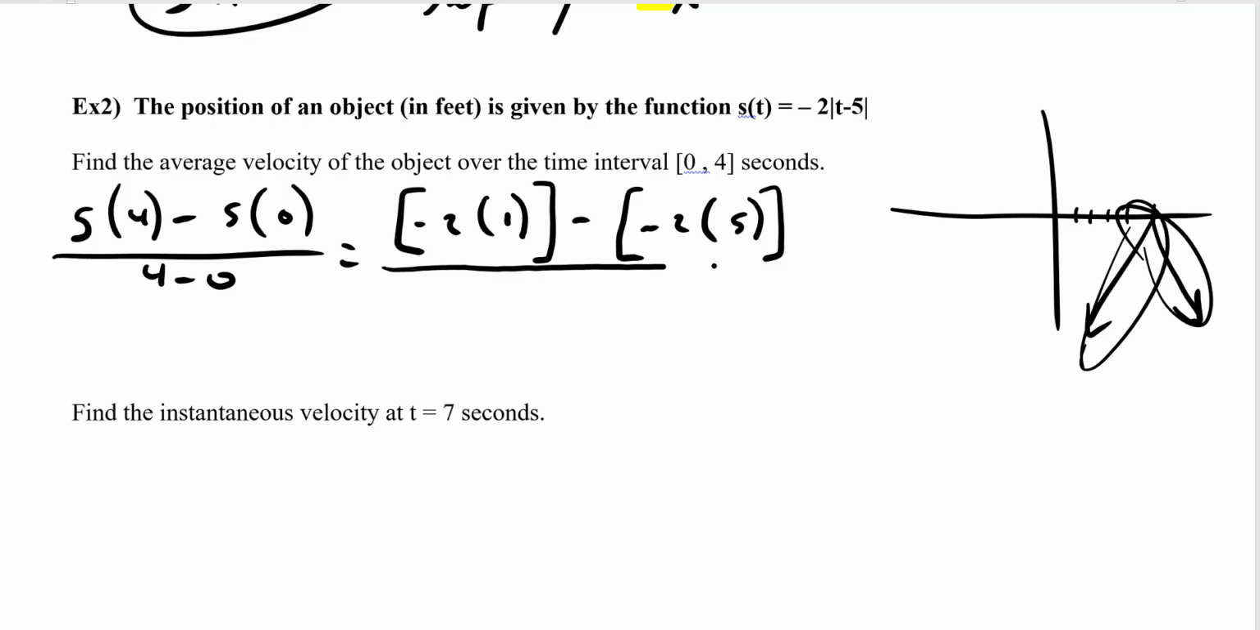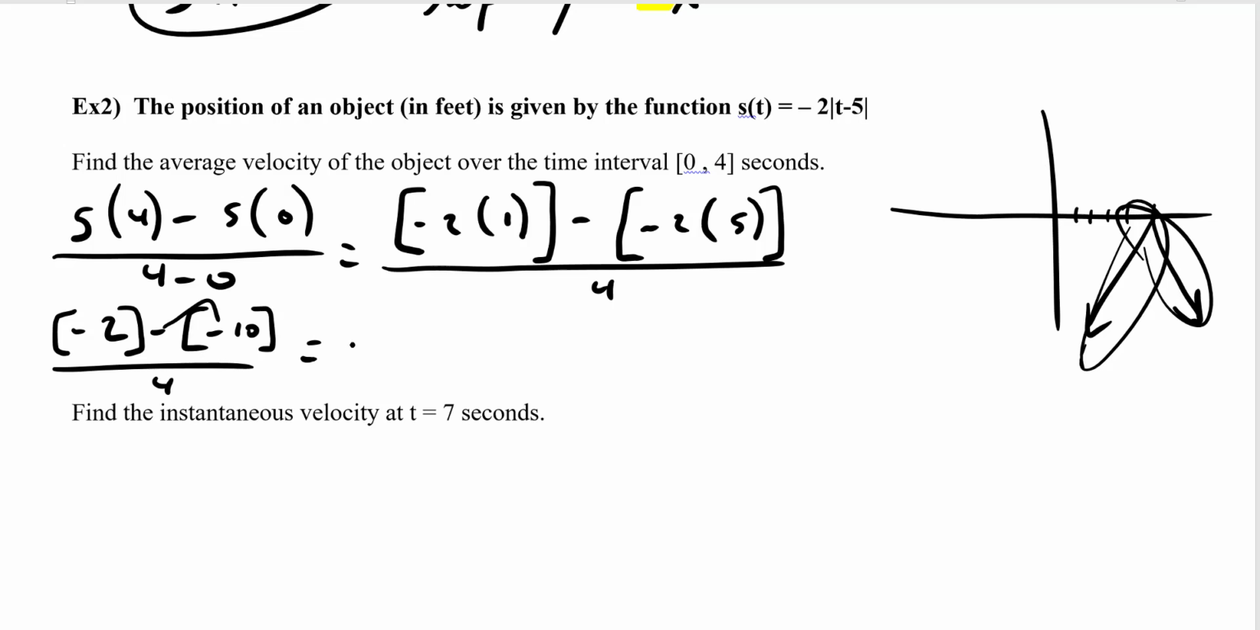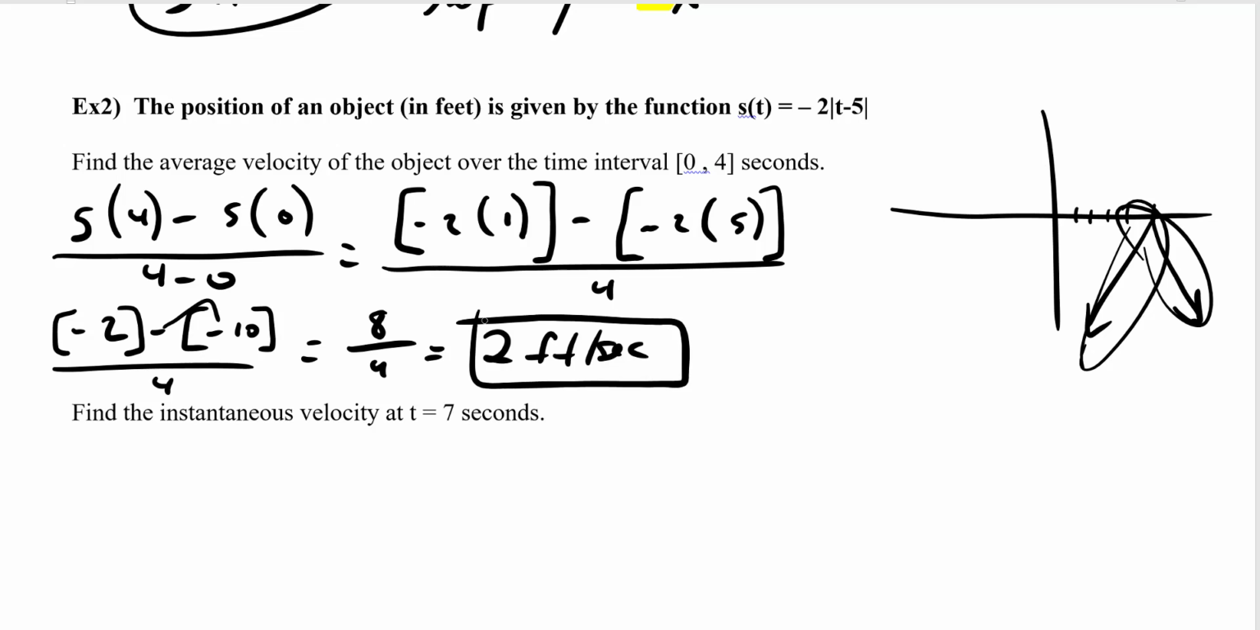And that's over 4. Okay, so the first one gives me negative 2. I'll still put it in brackets here just to show all my work. And that one gives me negative 10 over 4. And then, of course, I have a double negative again, so negative 2 plus 10 is 8 over 4. So my answer is 2 feet per second. That is my average velocity.